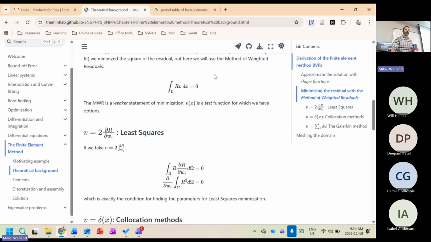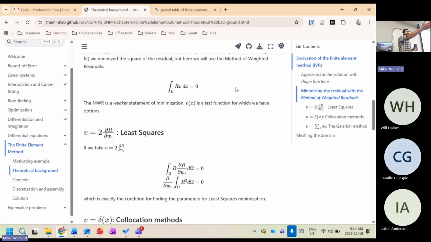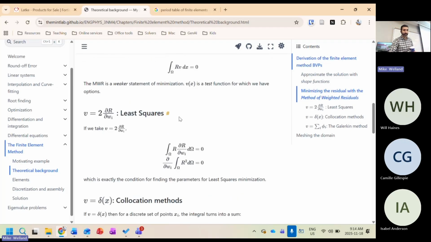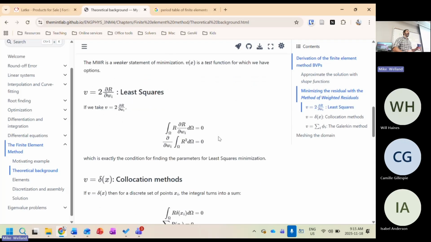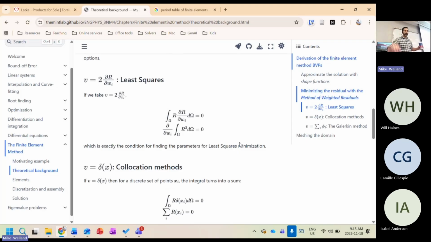The nice thing about the MWR is that it is a weaker statement for the optimization than the one that we originally did. Then the integral of the square times the derivative. This turns into an easier thing, and we'll see why. If we said that V was 2 dR/dw squared, we would plug that in and we would recover the original way we did it. Right? You just undo that transformation, you get this guy. That's exactly the way that we did it. No problem.